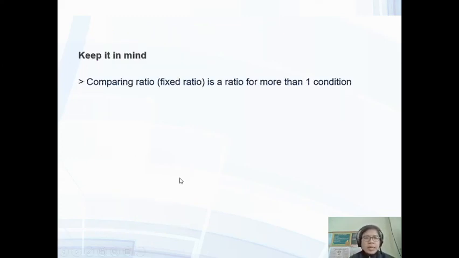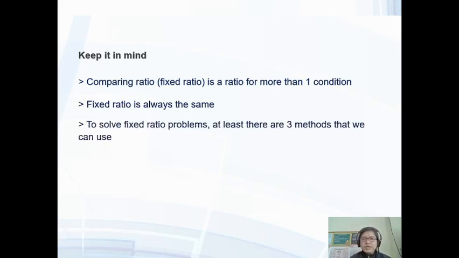Okay. Now, keep in your mind first, comparing ratio. When we talk about comparing ratio, we are talking about fixed ratio. Fixed ratio always remains the same. So only one ratio. But this ratio, we can use for more than one condition. And second, fixed ratio is always the same. Don't forget about it. Always the same for more than one condition. And to solve a problem about fixed ratio, about comparing ratio, there are at least three methods that we can use. First one is fraction, second one is bar models, the third one is without bar models. Which one you want to use is up to you.